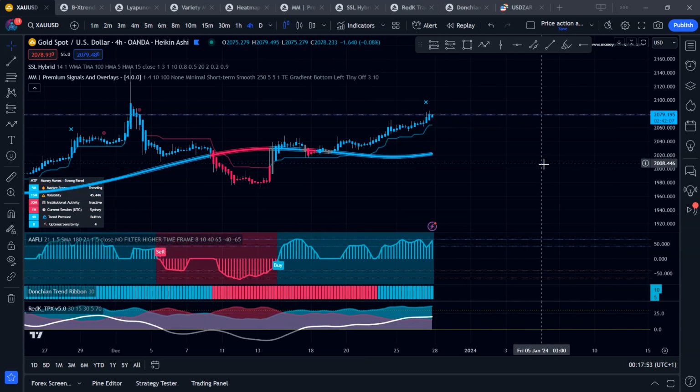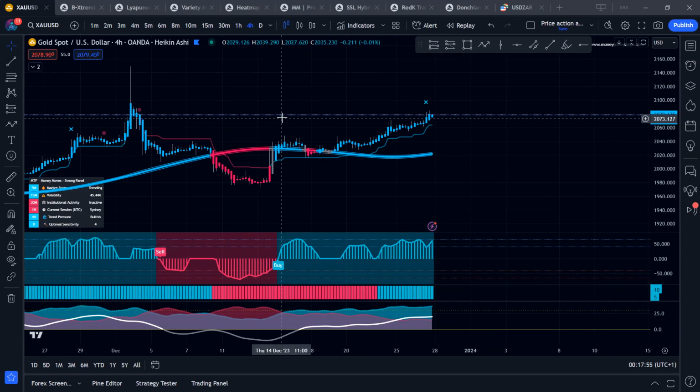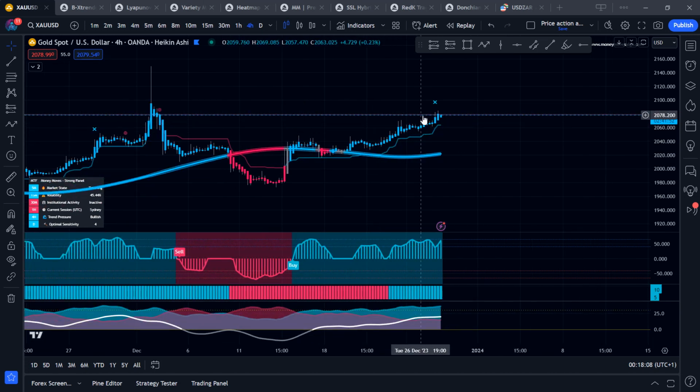So for entry criteria, for a buy criteria, the SSL must be blue. Basically, it has to be above the SSL. The candles have to be above SSL. We have to have a printed buy signal, and the downtrend ribbon has to turn blue, and the trend pressure has to also be blue.